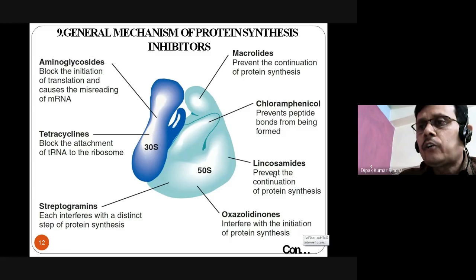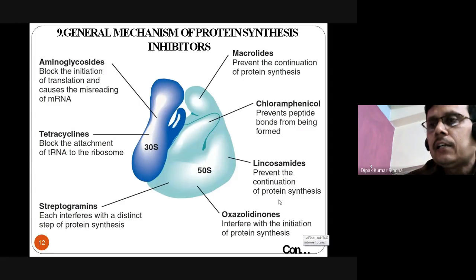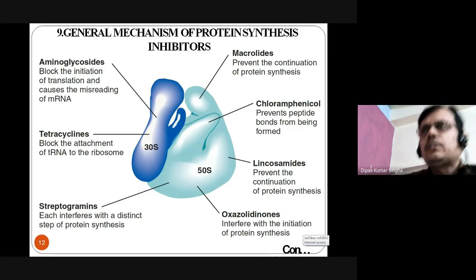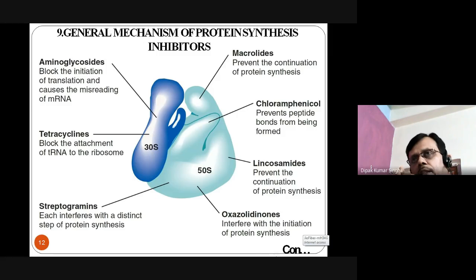Lincosamides prevent the continuation of the protein, that means they prevent the elongation. Another is the oxazolidinedione. These are the group that interfere with the initiation of protein synthesis. Finally, we said there are three steps: initiation, elongation and termination. The initiation is blocked by the oxazolidinediones. These are the group of antibiotics which prevent initiation.